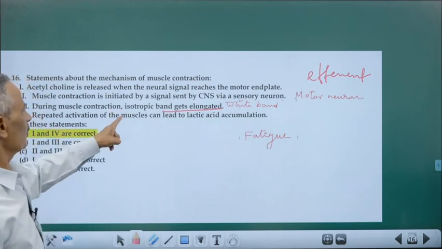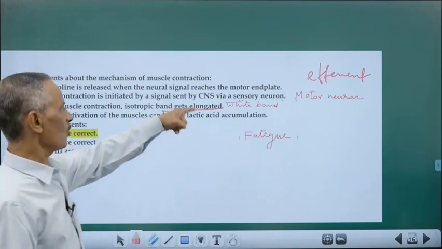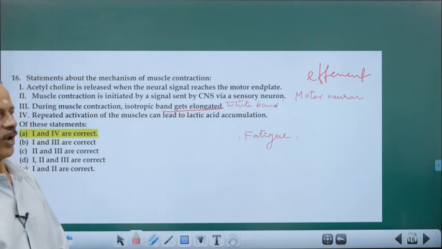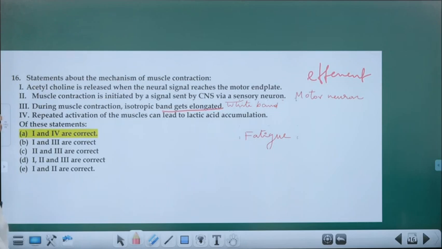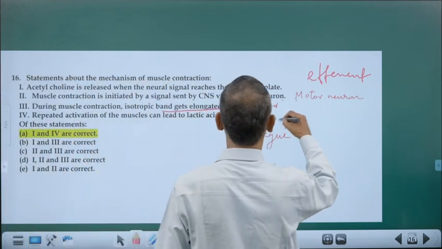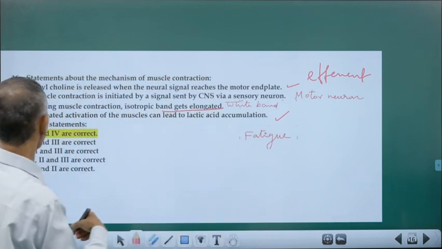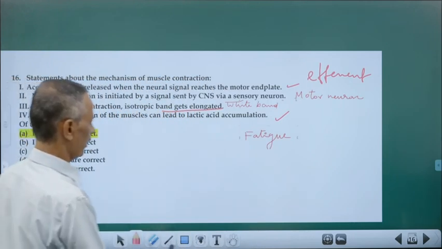Repeated activation of the muscle can lead to accumulation of lactic acid, that is leading to fatigue, a condition called fatigue. Correct. So we are having only 1 and 4 correct. All others are wrong. So we go to the option apple.